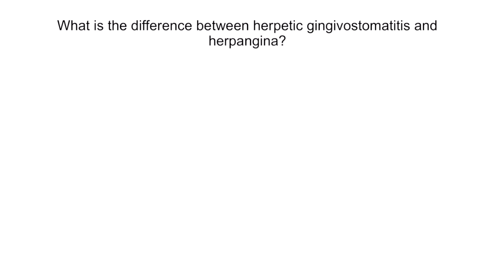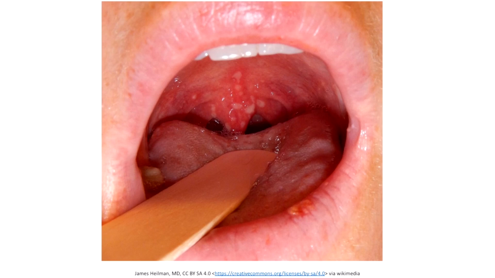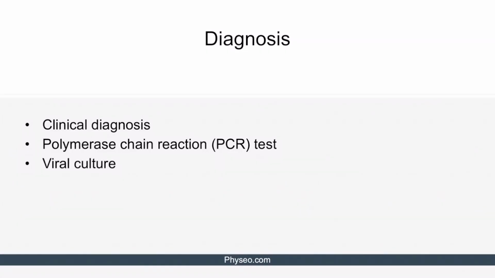In contrast, herpangina is caused by Coxsackie A virus, and it involves the posterior pharynx. This is a picture of a patient with herpangina. The lesions appear herpes-like and occur in the oral cavity and the posterior pharynx, causing extreme pain. Herpes stomatitis is a clinical diagnosis, and it's based on the clinical features and history.